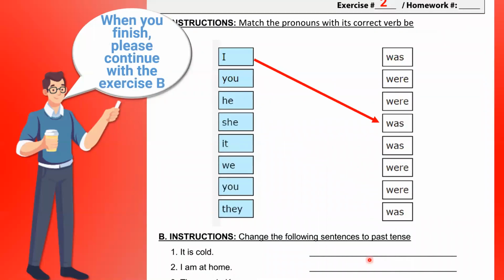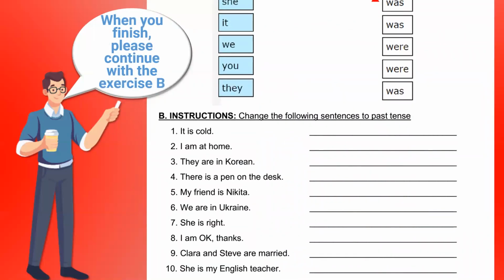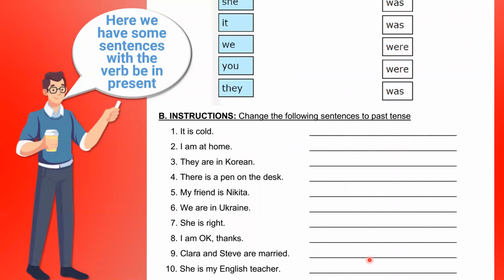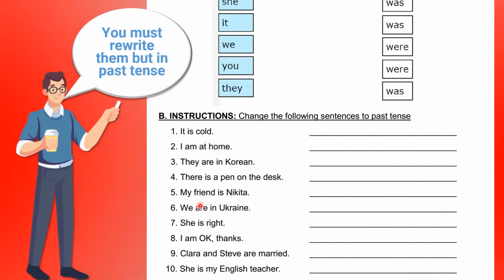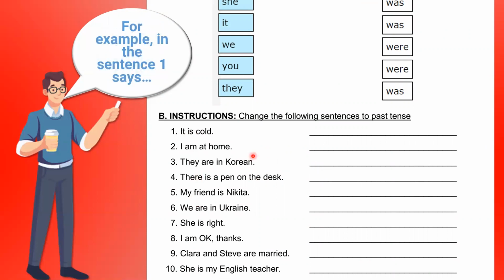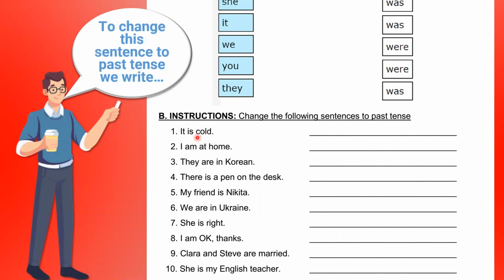When you finish, please continue with the exercise B. Here, we have some sentences with the verb be in present. You must rewrite them, but in past tense. For example, the sentence 1 says, it is cold. Like we have the verb is, we are talking in present. To change the sentence to past tense, we write, it was cold.